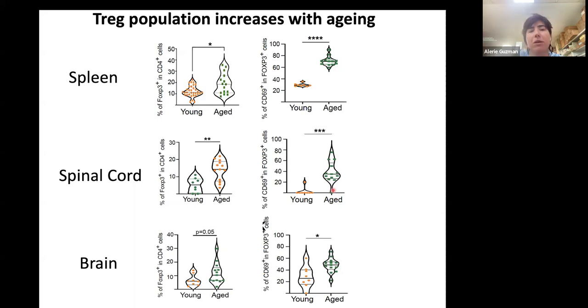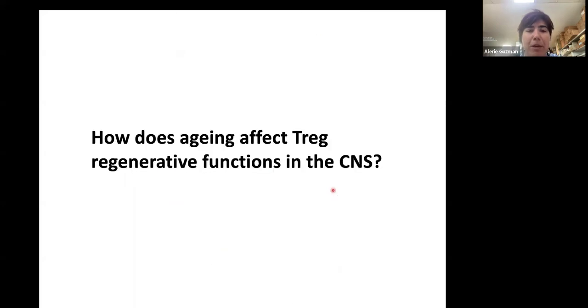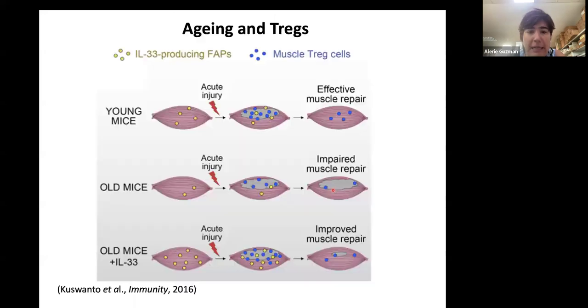So if we have more regulatory T cells and they are meant to increase remyelination, why does remyelination still fail with aging? So the thing we wanted to address in this project was, how does aging affect Treg myelin regenerative capacity in the CNS? And if so, how can we manipulate this impairment in order to restore remyelination in the CNS?